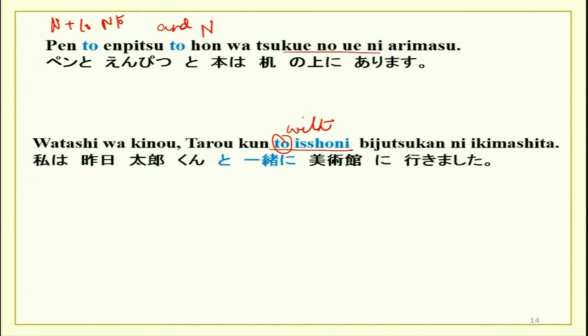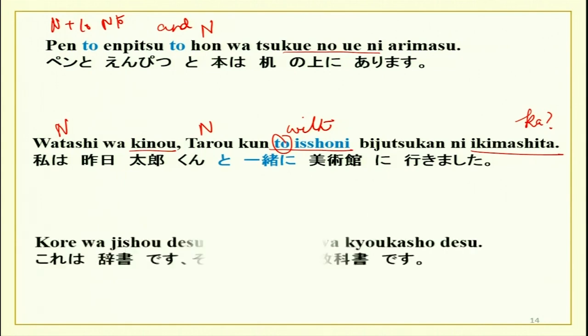I went to the art museum. Kino is there, so ikimashita. In place of these two nouns, you can put whatever vocabulary you have and make new sentences. You can also put a ka over here and ask a question, did you go, and answer the question. Anata wa kino Taro-kun to issho ni bijutsukan ni ikimashita ka, and make a small conversation.